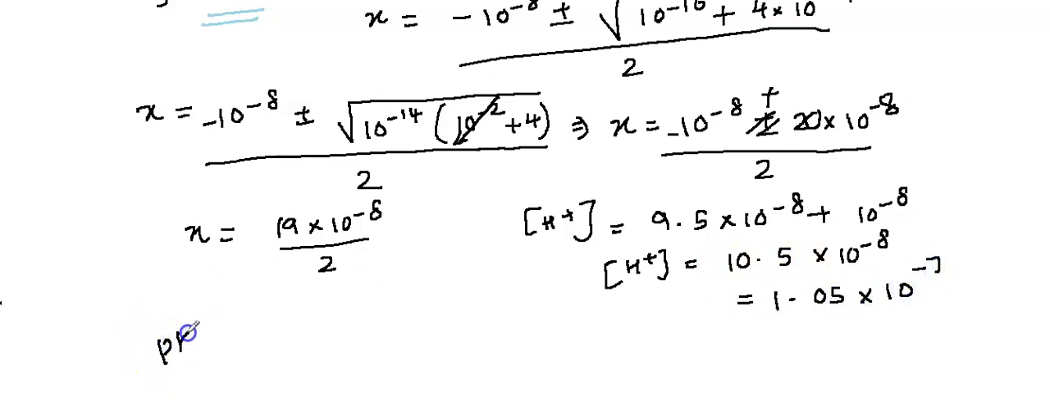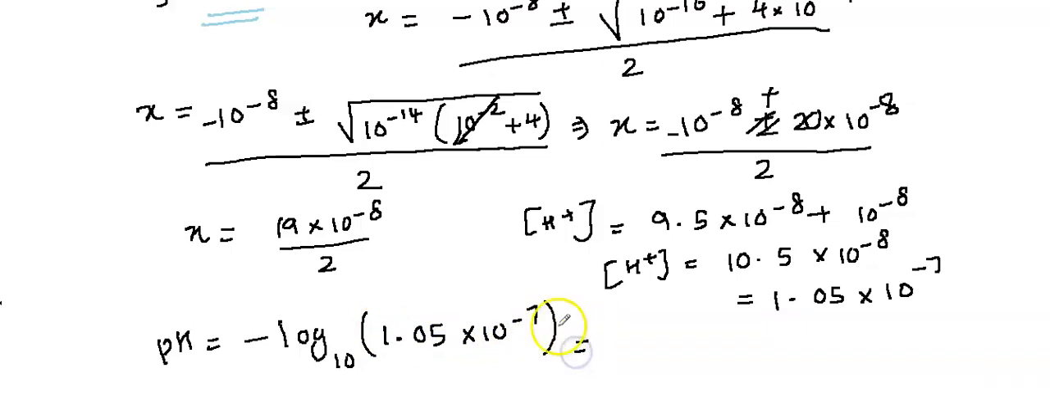So pH, which is then by definition minus log to the base 10 of the H plus ion concentration. So solving for this, let me take my calculator out. 10 power minus 7, the log of that, 6.978 or 6.979. And this is our answer.